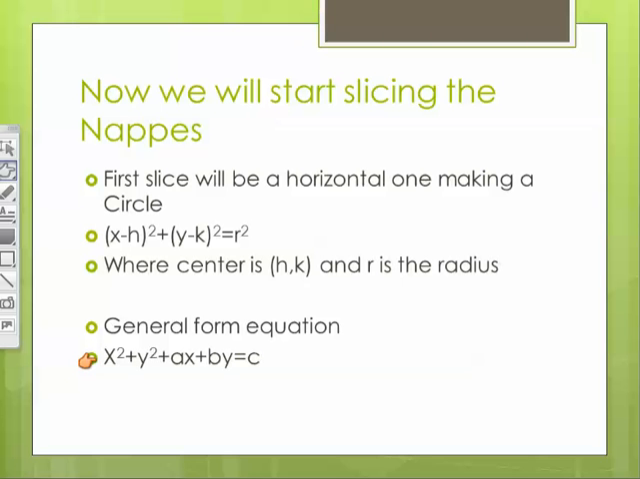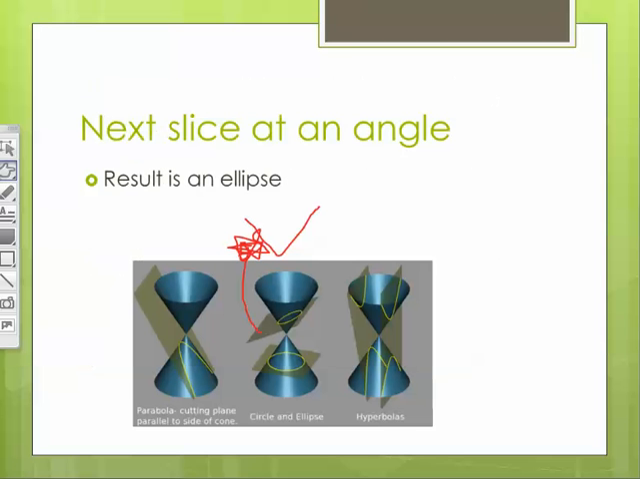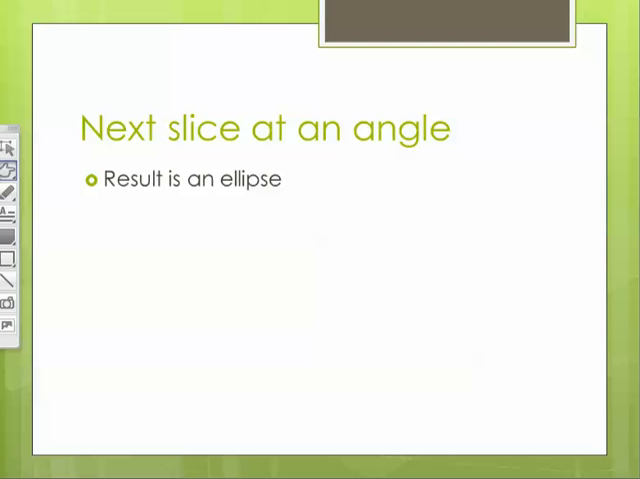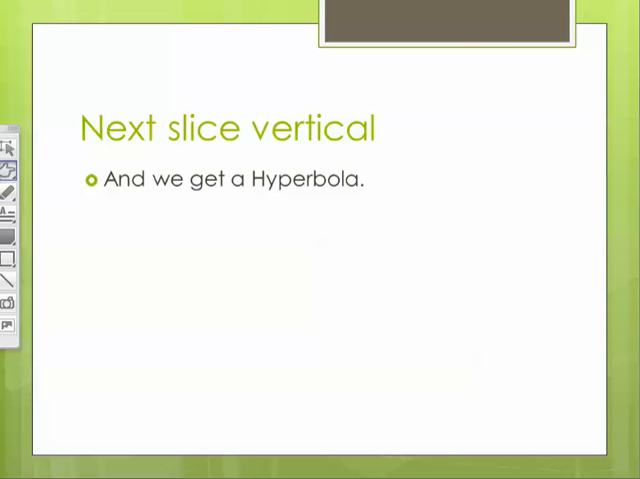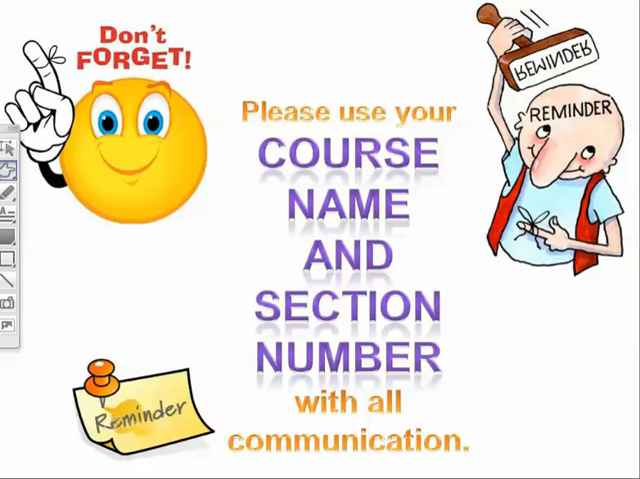Having said that, we're going to look at ellipses next, and after that we will look at hyperbolas, parabolas, and we'll be done. So, circles are the easiest one.